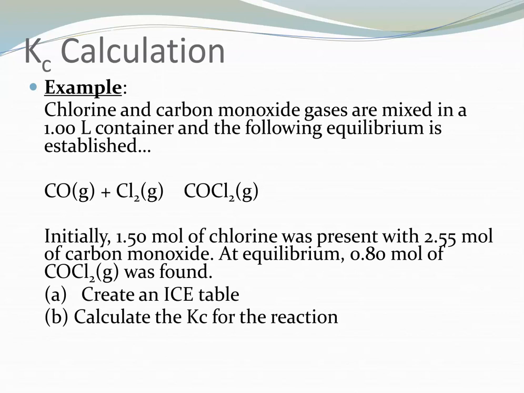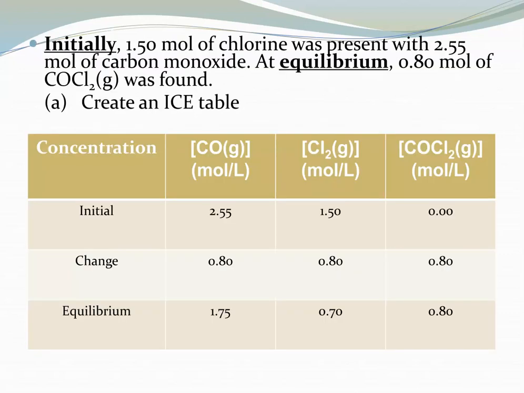Begin by creating an ICE table. When drawing your ICE table, ensure that each chemical amount is written in moles per liter. Begin by writing in the values that are given in the question. You are given the amount of chlorine and carbon monoxide initially. You are given the amount of COCl2 initially, which is 0, and at equilibrium. Everything else will need to be solved for systematically.